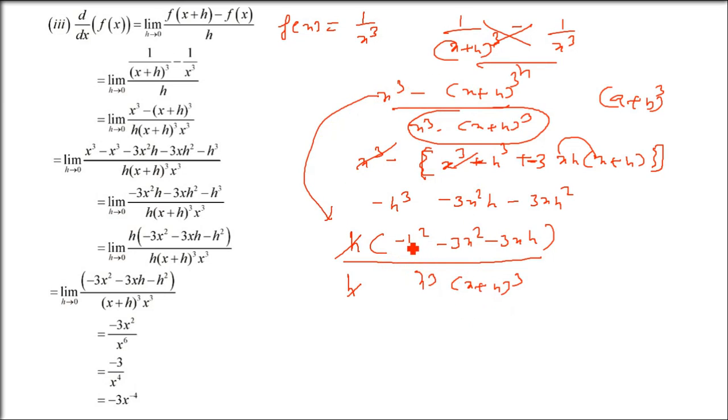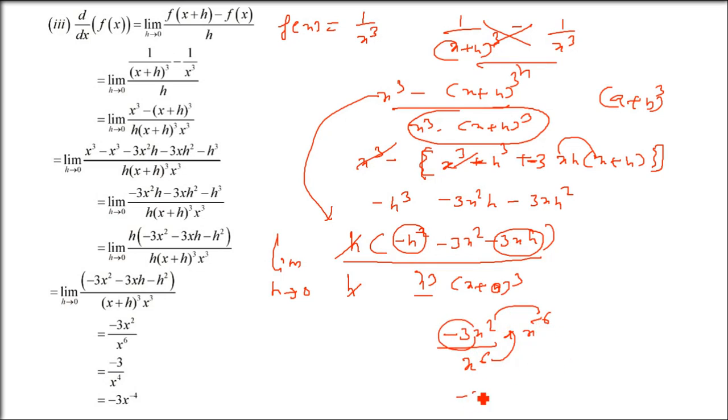Okay. So now as I said, in the limit h tends to 0, wherever h is there, put h as 0. This is 0, this is 0, this one will be 0. So only minus 3x square will remain in the numerator, and the denominator x cube times x cube will be x raised to 6. Now this is x to the power minus 6 when you take it up, x squared and x to the minus 6, 2 minus 6 is minus 4. So minus 3 x raised to minus 4 will come.